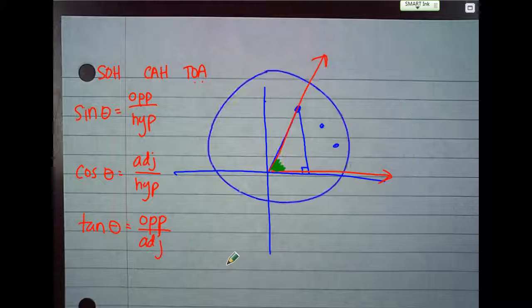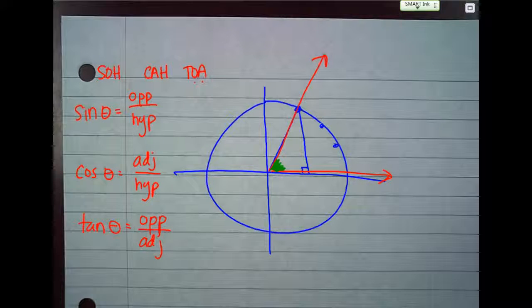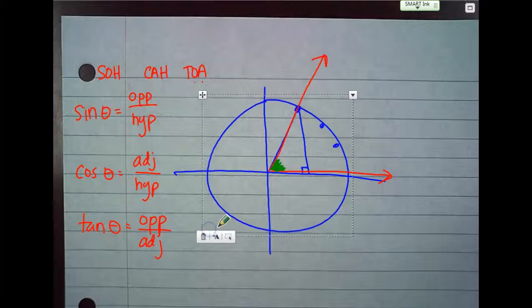There we go. I feel like I'm a magician. Alright, I'm going to try one last time.